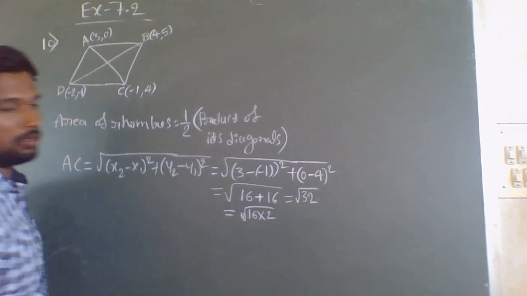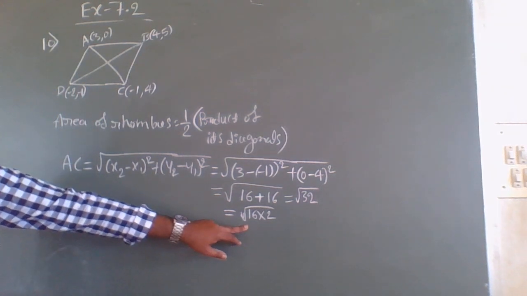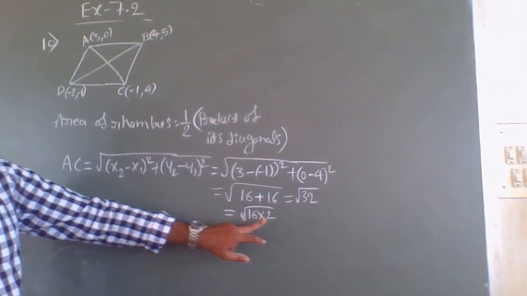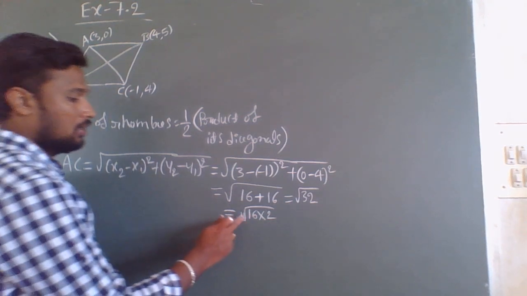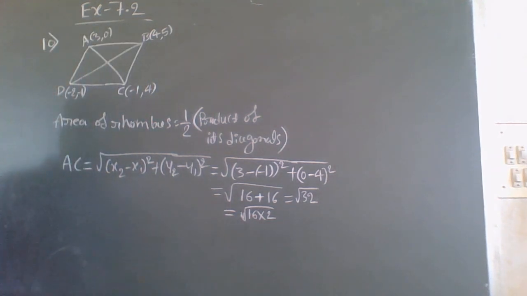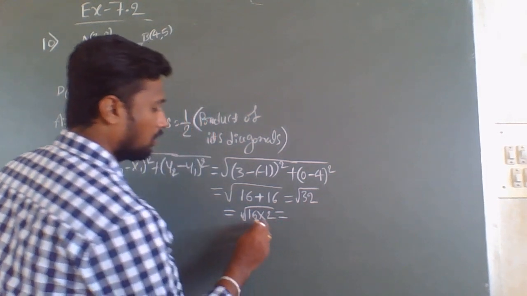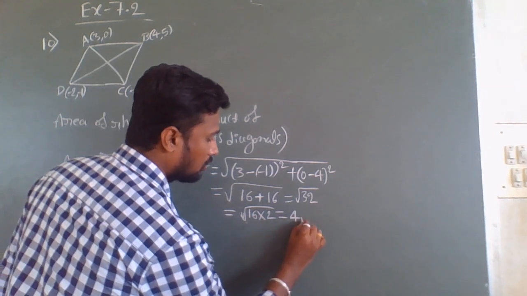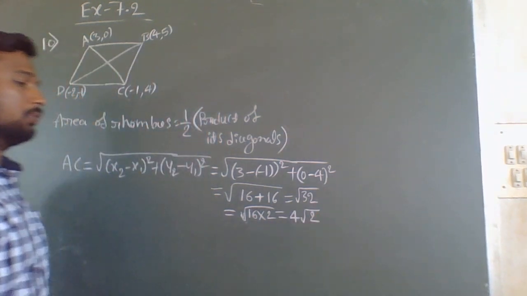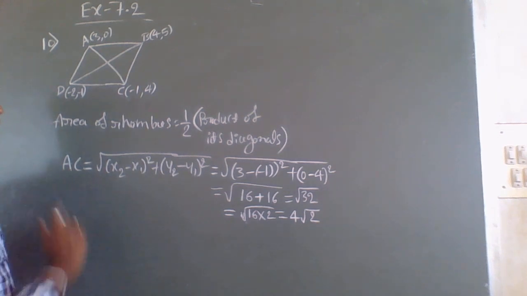Here, this 32 can be written as 16 into 2. Why have we written 16 into 2? We know that the square root of 16 is 4, so we can write the square root of 16 as 4, square root of 2. This is the length of AC.